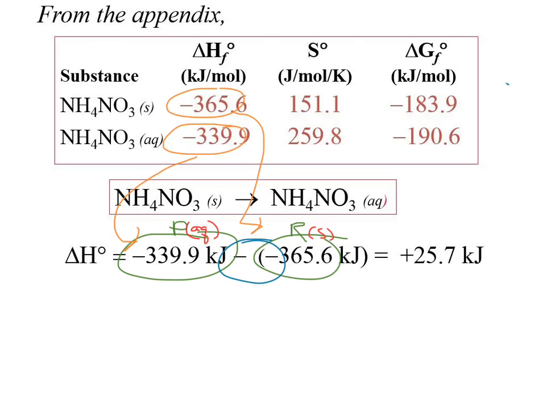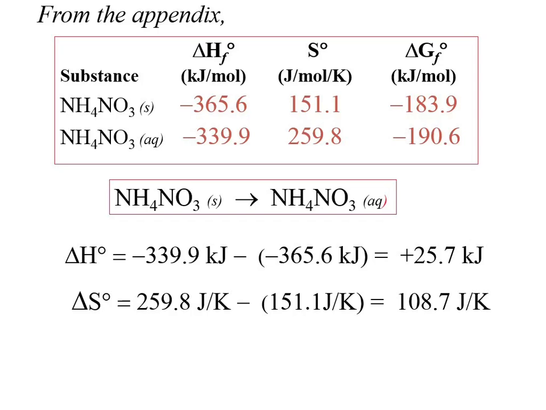So we'll do a similar thing for the change in entropy. Here we're just looking at these values up here. We're going to take that 259.8 joules per Kelvin. Notice we're not doing the mole thing because it's one mole. And from that, we're going to subtract the 151.1 joules per Kelvin. So it's a positive change in entropy, so it's more disordered. Decreasing order, increasing disorder. Yep, more disordered.